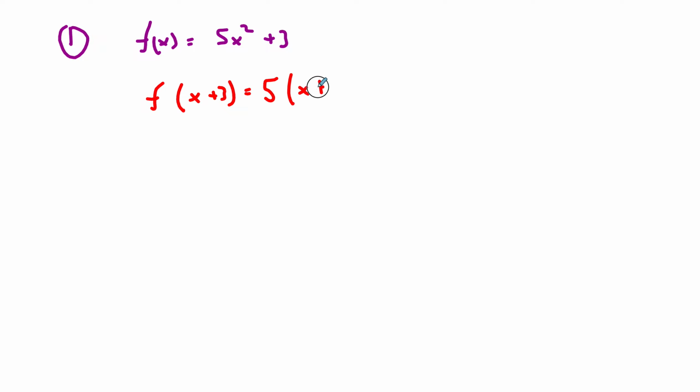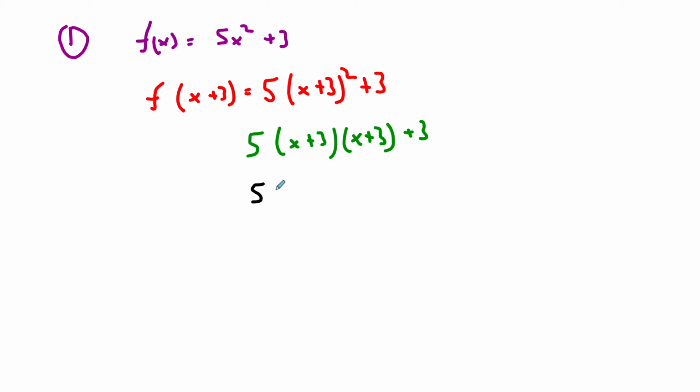This meant you had to do this. A lot of people got here, which is fine. Then you had to distribute. Now this is where things may have fallen apart. This is the same as this, and a lot of people seem to have forgotten that. Which means when you distribute, you get 5 times x squared plus 6x plus 9, then plus 3.